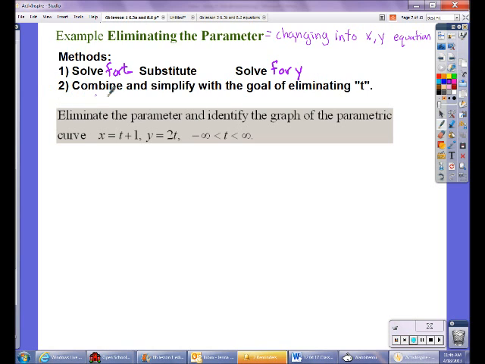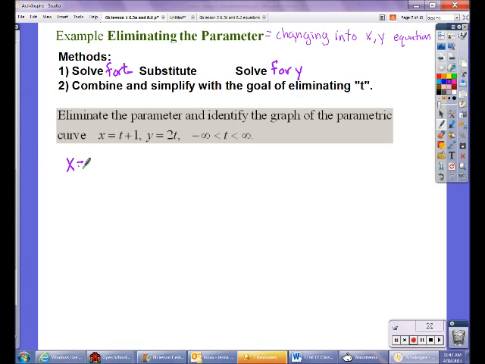Second method is to combine the two equations and simplify with the goal of eliminating t. We're going to show both of these methods for our first example, and in the second example you'll see that the second method is really the only one that works. So let's start with our substitution method.